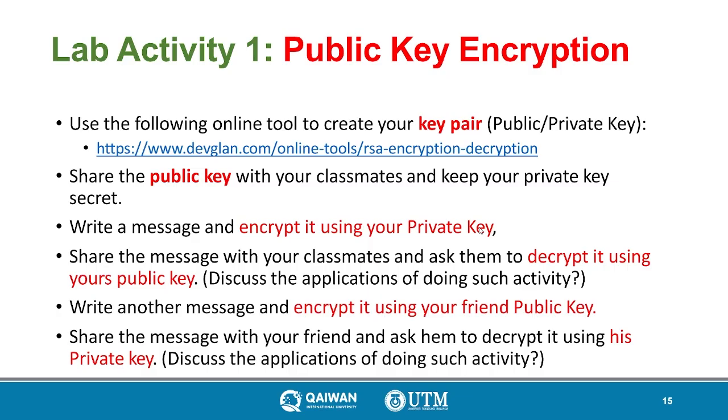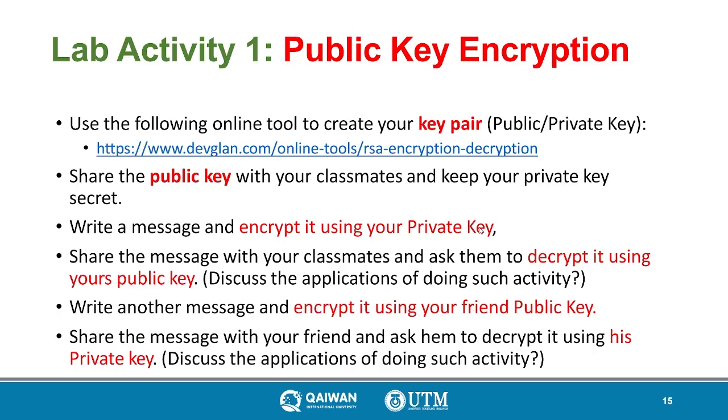Now, as our first lab activity for this class, you should be doing this. We have a website, devglan.com, with online tools for RSA encryption and decryption. First of all, you should create your pair of keys. We said that we have a public key and we have a private key. Now you should share your public key with your classmate and keep your private key secret. Write a message and encrypt it using your own private key. Now share this message with your classmate and ask them to decrypt it using your public key.